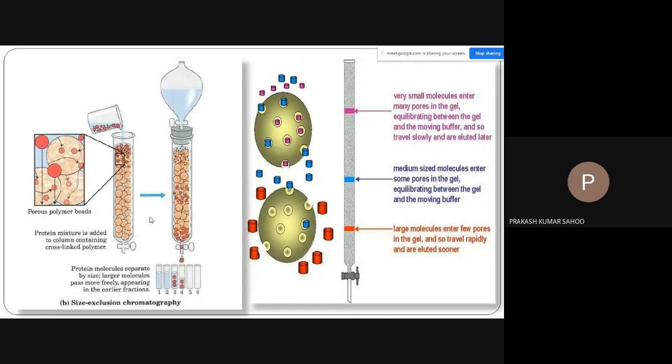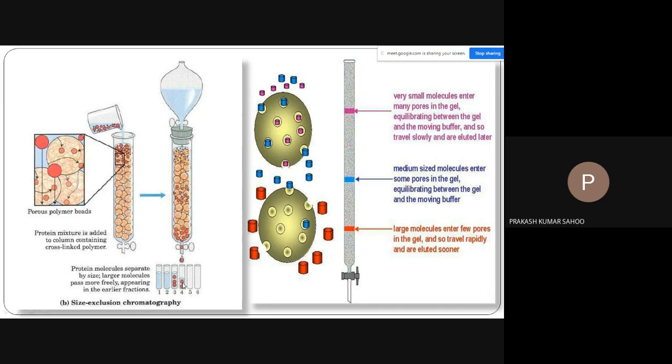Just see this picture. What happened? Now these are the gels which get packed in this column, and we will put the sample here at the top of this column. Then the smaller particles get trapped within the gel. Just see this one. This is the enlargement of this section. In this section, the smaller particles get entrapped, and the larger particles just go outside these gels, and they will move through these voids or interspaces, and on the basis of their large size, they will move fast to the bottom, and they will separate fast.